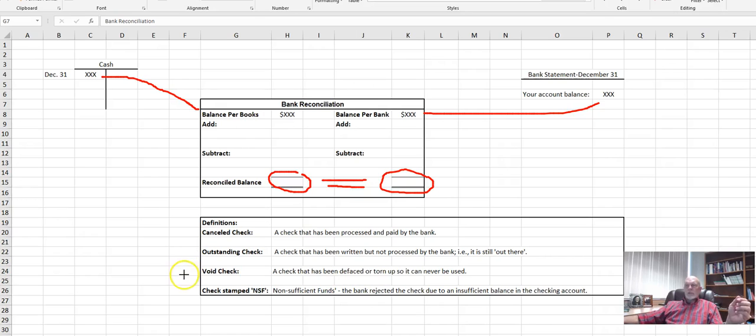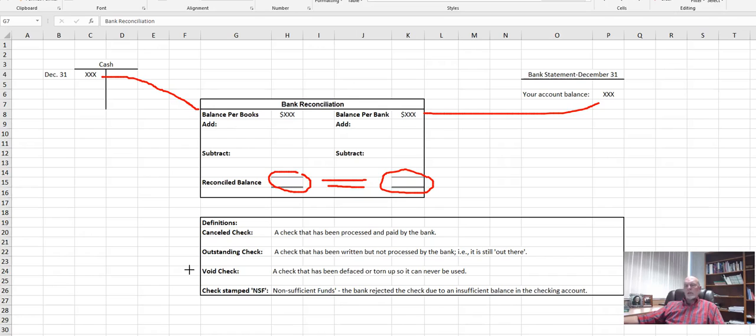If you write a check and you make a mistake on it, like maybe you make it out to the wrong person or you make it for the wrong amount, then you're going to want to tear that check up or destroy it in some way so it can never be used. We call that a void check. Sometimes people get a void check confused with a canceled check. A canceled check is a check that has already been paid by the bank. A void check is a check that will never be paid by the bank. It's been destroyed so that it can't be used.